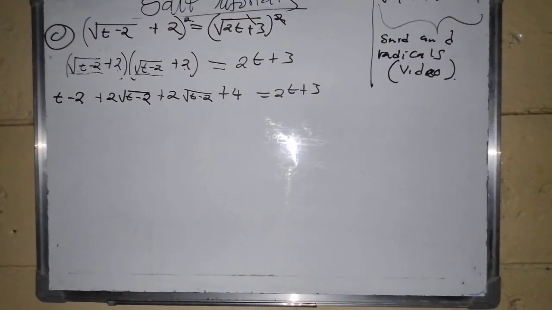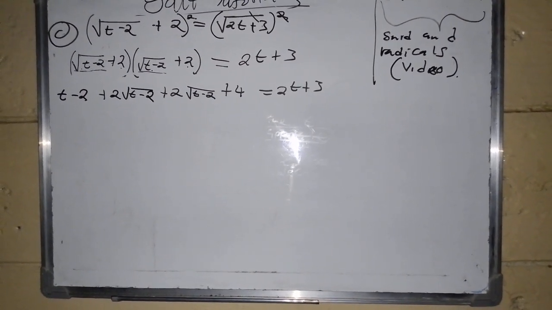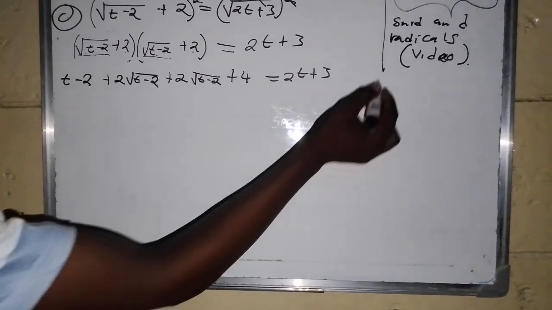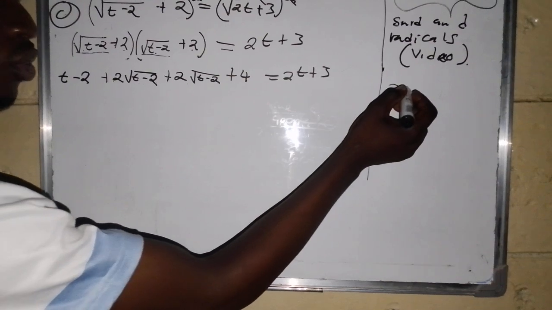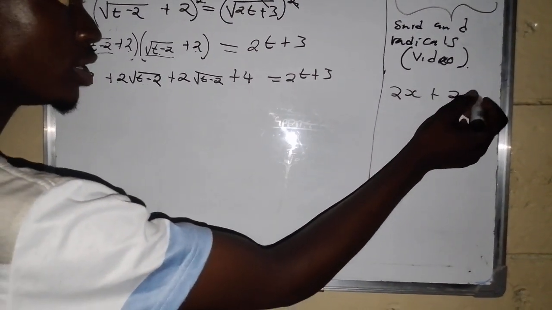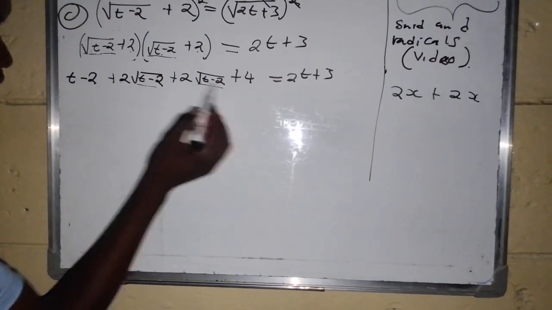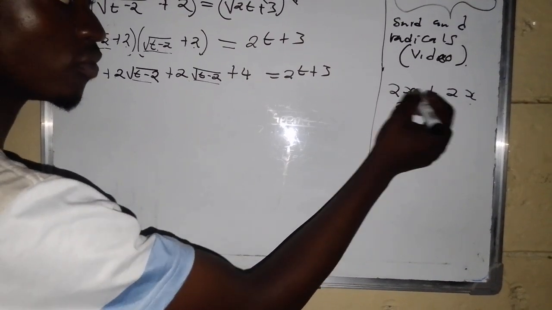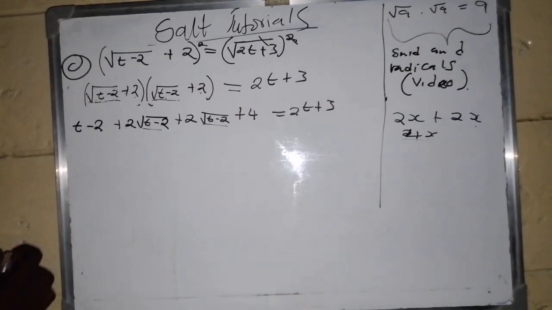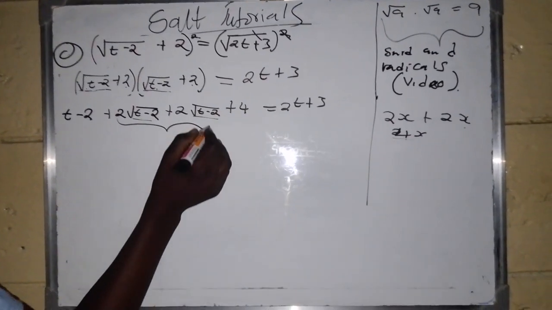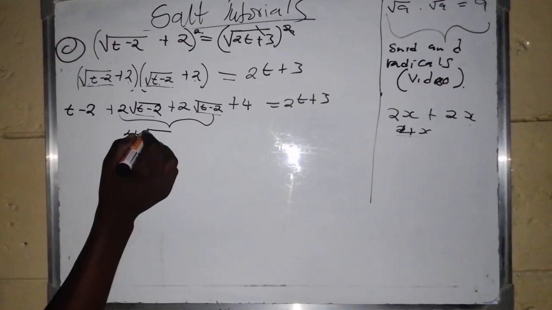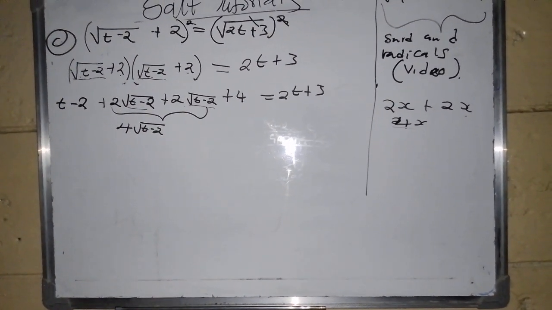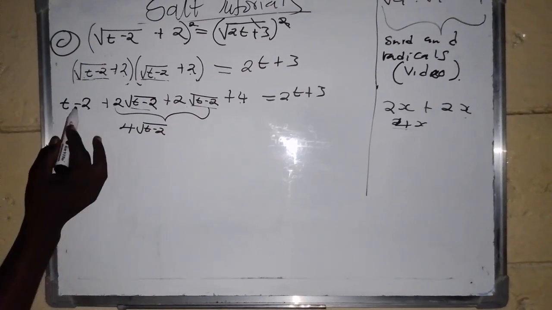Okay, so now we can continue by looking at like terms together. Now, this is 2 root t minus 2 and 2 root t minus 2. It is more like I'm looking at 2x plus 2x because these two are identical. So 2x plus 2x is basically 2 of the x's added together, we're going to have 4 x's. So these two here, I'm going to have a 4 root t minus a 2. Okay? So that we can have 4 minus a 2, which are like terms.